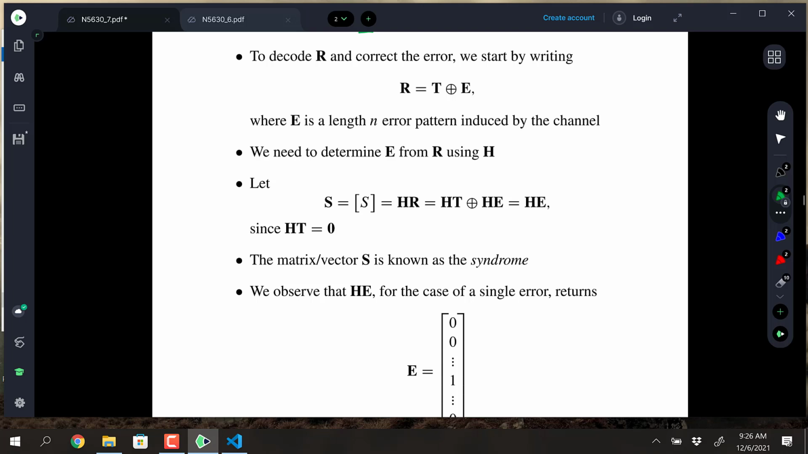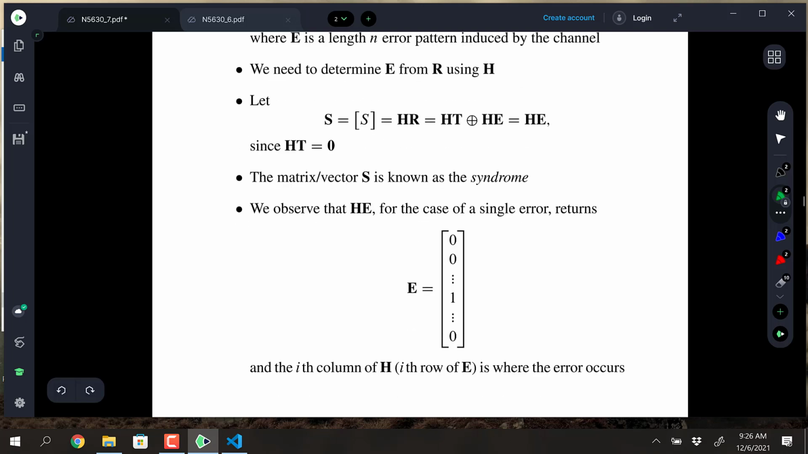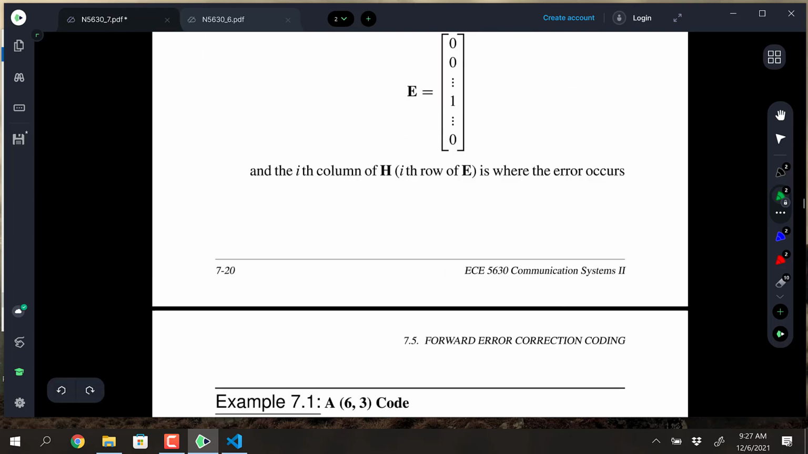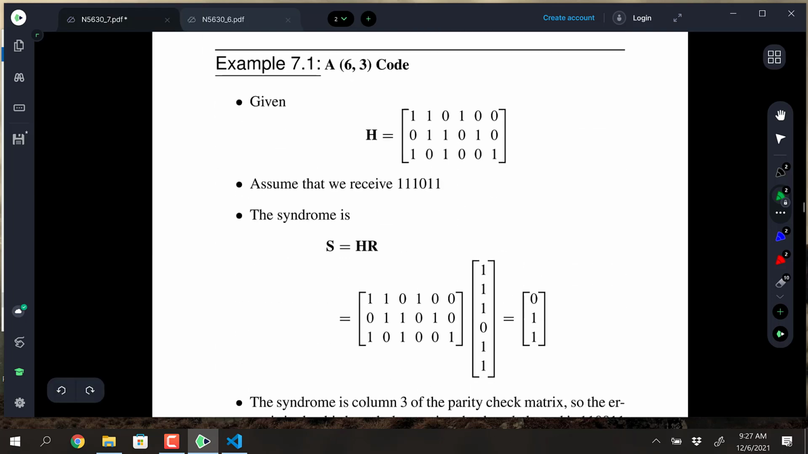And from the syndrome is where you're able to, because H times E is not equal to 0, that's where you can determine the place of the error. So that's a property of this coding scheme where that 1 occurs, that's telling you the row of E tells you where the error occurs. And an example of that is the best way to look at this.